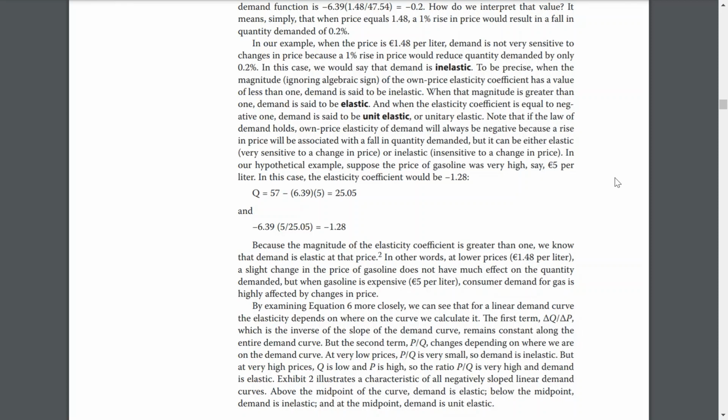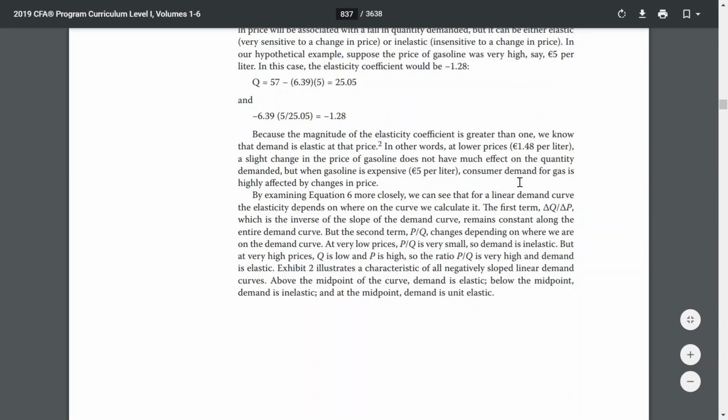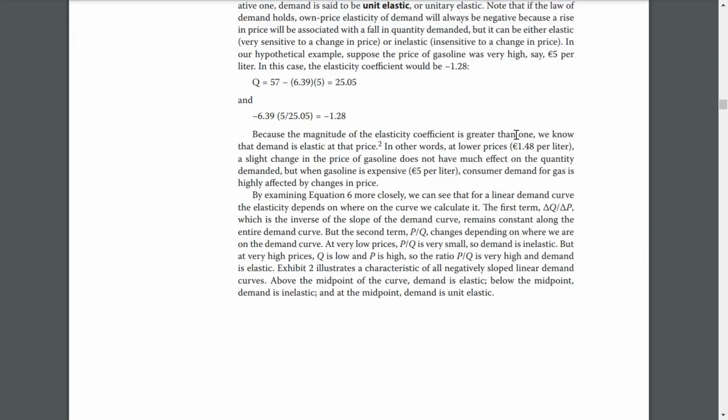In a hypothetical example, suppose the price of gasoline was very high, say €5 per liter. In this case, the elasticity coefficient will be negative 1.28. Because the magnitude of the elasticity coefficient is greater than 1, we know that demand is elastic at that price. In other words, at lower prices, 1.48 per liter, a slight change in the price of gasoline does not have much effect on the quantity demanded. But when gasoline is expensive, €5 per liter, consumer demand for gasoline is highly affected by changes in price.